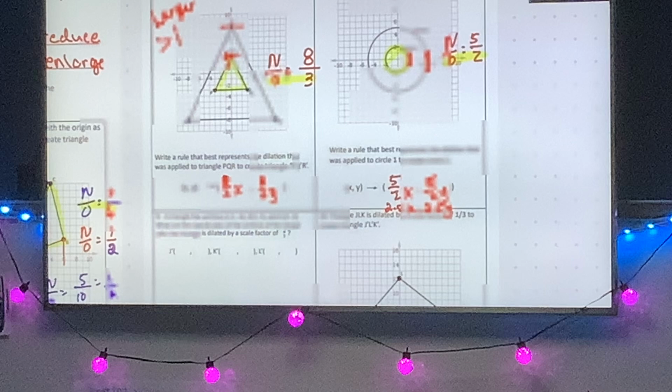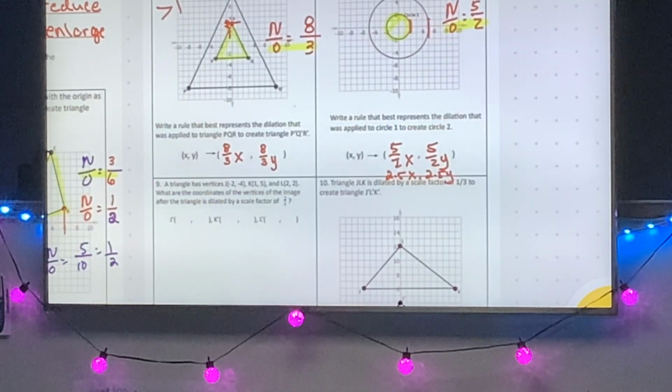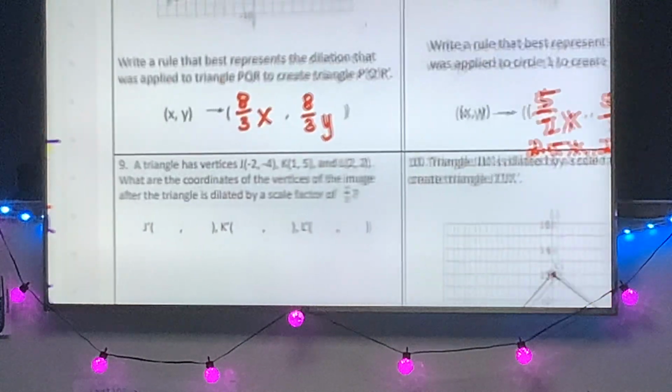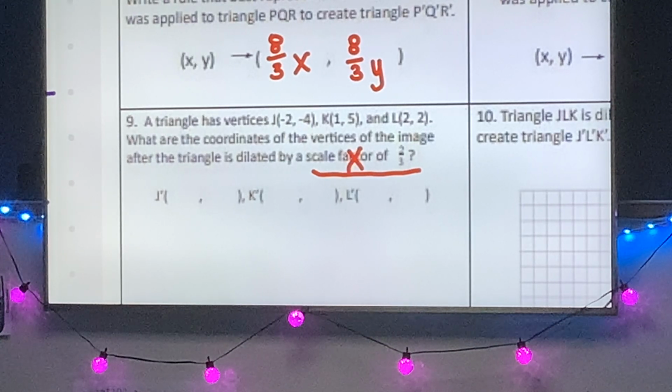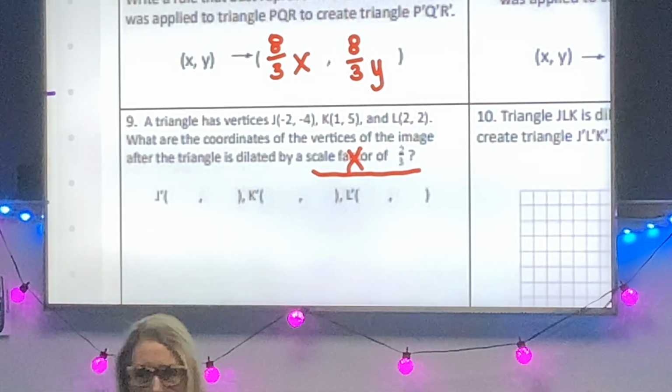Okay, now sometimes they might give you word problems, which I personally think are easier, because then you don't have to figure out numbers. Okay, a triangle has vertices of J, K, and L. What are the coordinates of the vertices of the image after a triangle is dilated by a scale factor of 2/3? They could do this and then give you multiple choice. Okay, so 2/3 just means, what does scale factor mean? What do we do when we factor something? Think about the X factor. So, that means we're going to multiply.